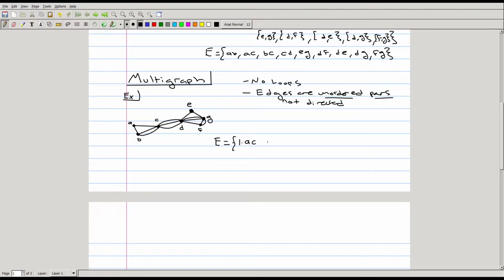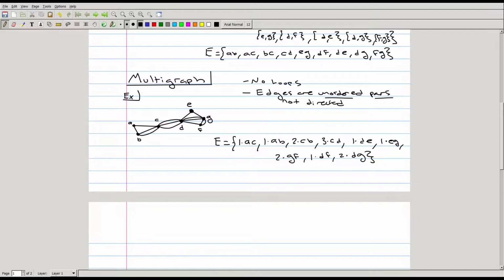One AC, one AB, two CB, because CB has two edges, three CD, one DE, one EG, two GF, 1 DF, and 2 DG. So we use the notation from the end of the set theory chapter where we learned about multisets.